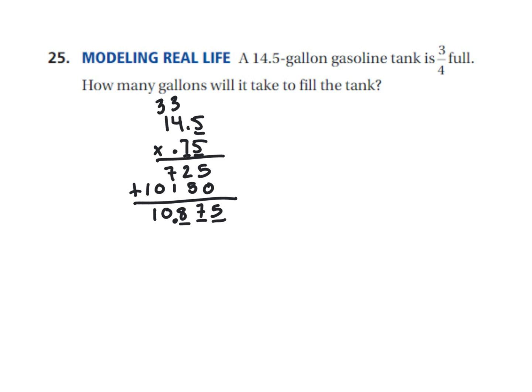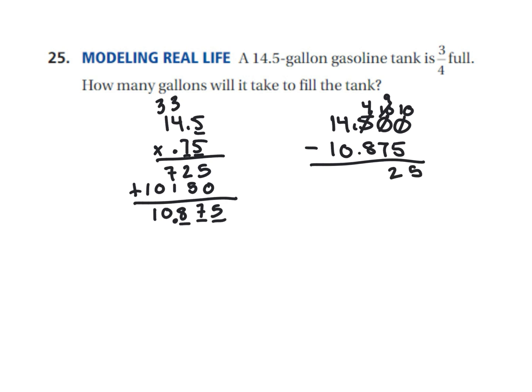It says how many gallons will it take to fill it. So we're just going to go 14.5. We're going to annex in a couple extra zeros there because we can, and we need our decimal points to line up. And we're going to take away 10.875. And now we're just subtracting decimals, so we have to do a bunch of regrouping. Ten minus 5 is 5. 9 minus 7 is 2. Now we have 4 and we try to take away 8 and we can't, so we have to borrow or regroup again.